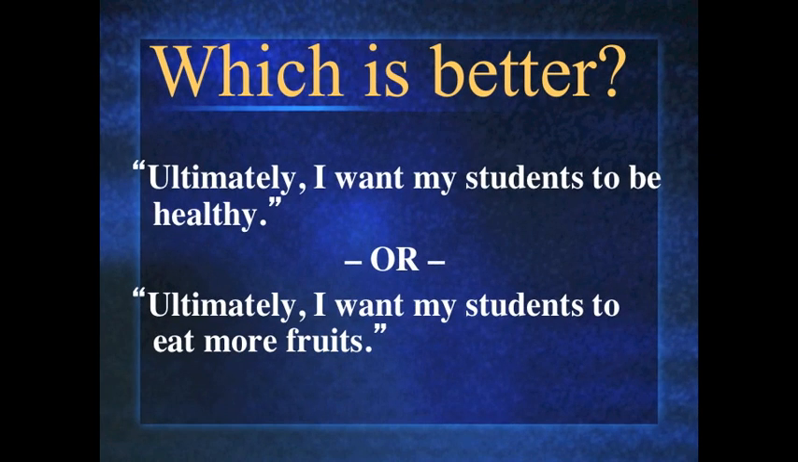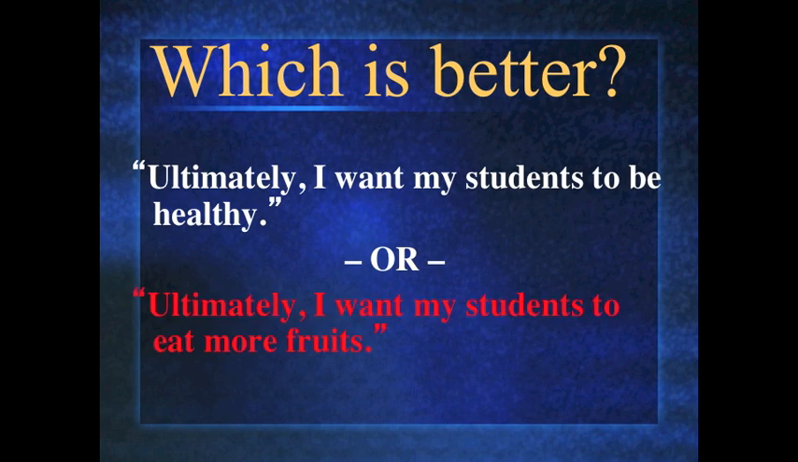Which of these two is the best example of an overall goal? Ultimately, I want my students to be healthy. Or, ultimately, I want my students to eat more fruits. Ultimately, I want my students to eat more fruits. Wanting your students to be more healthy is way too general.